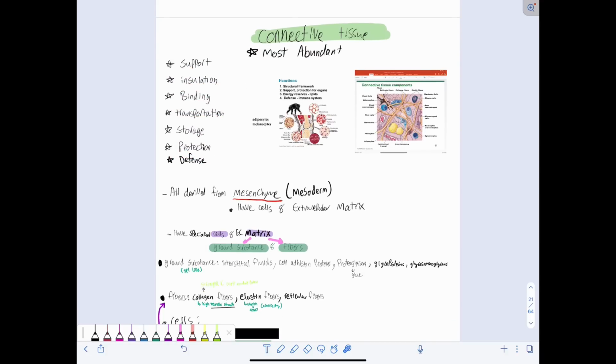And they are all derived from the mesoderm, right? So there's the ectoderm, mesoderm, and endoderm, and these are the three germ layers. But essentially, they come from the mesoderm, and more specifically, they come from mesenchymal stem cells. So the stem cells themselves are called mesenchymal stem cells, and they come from the mesoderm.